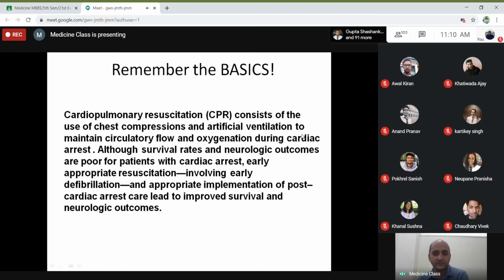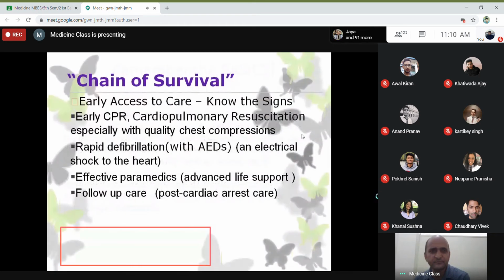Appropriate resuscitation, appropriate defibrillation, and appropriate implementation of post-cardiac arrest care lead to improvement of the survival and the neurological outcomes here. And there is a terminology, the chain of survival. In the chain of survival, first you recognize the patient.